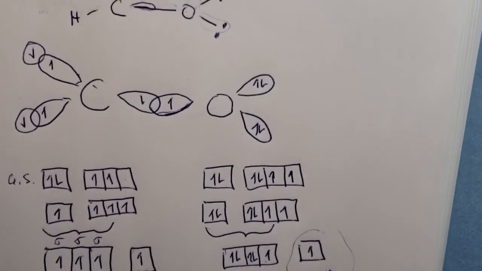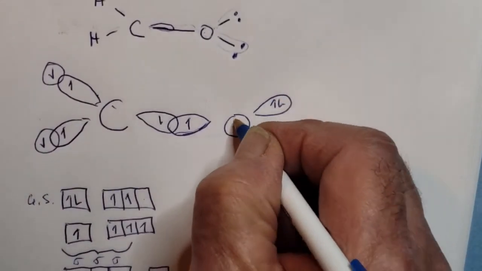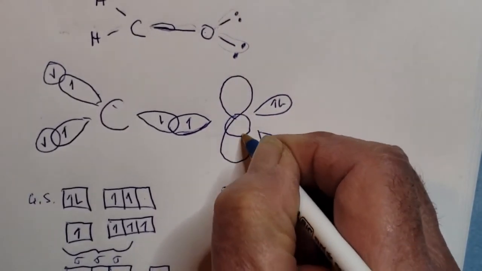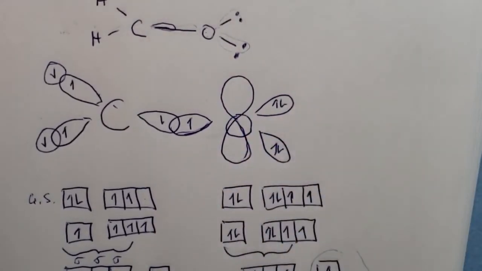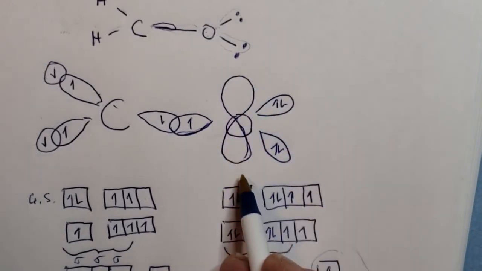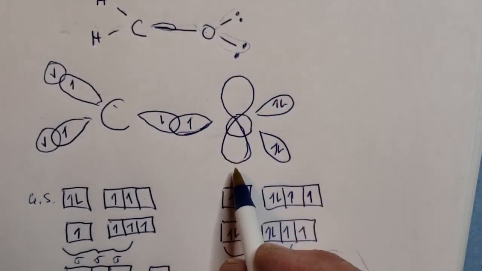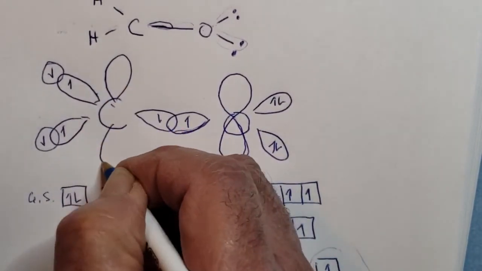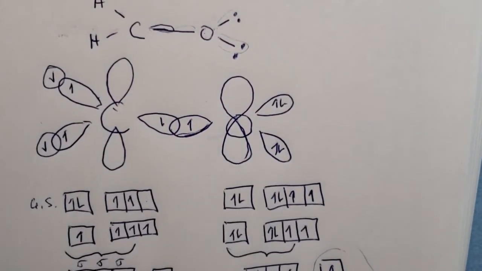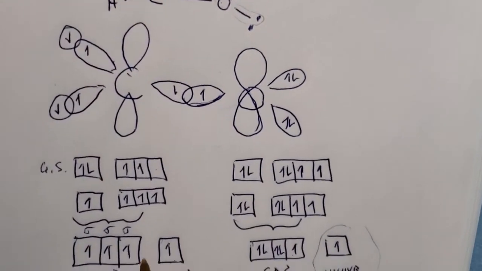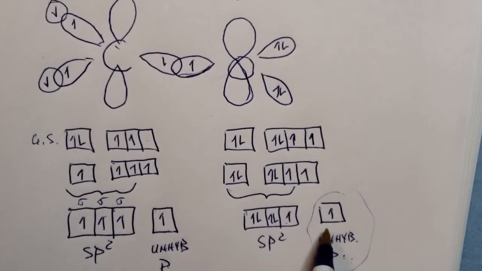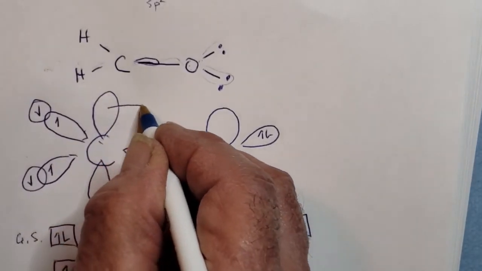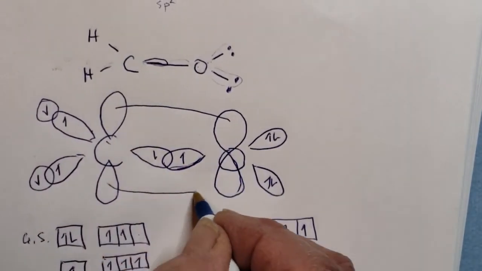Now, to do this, I'm going to draw the p orbital. The unhybridized p orbital that was left over is right there, going straight through that triangle of sp2 hybrids. There's one on the carbon also, like that. Each one of them had an electron left over. So that means that they can overlap side to side and form a pi bond.